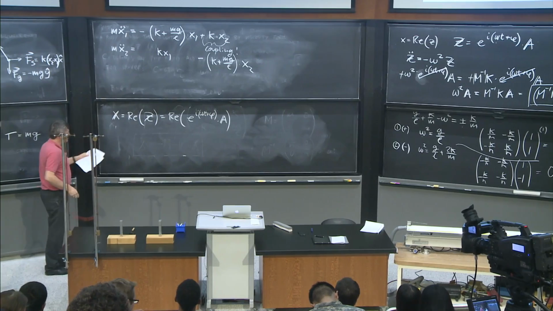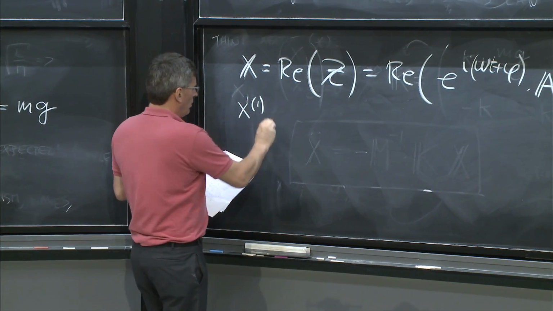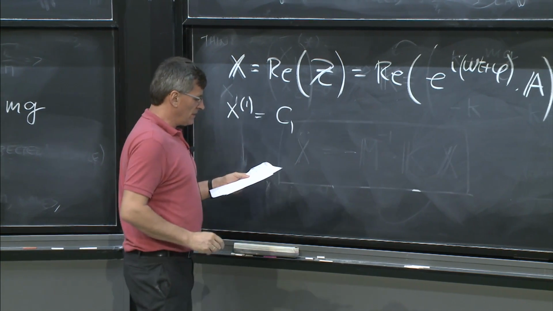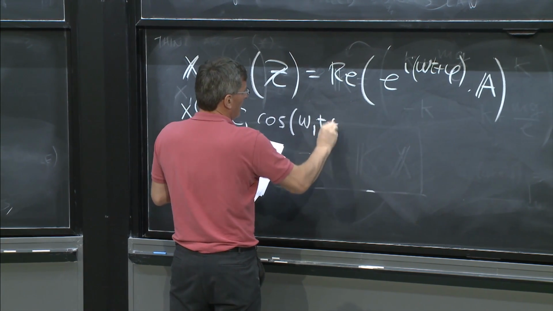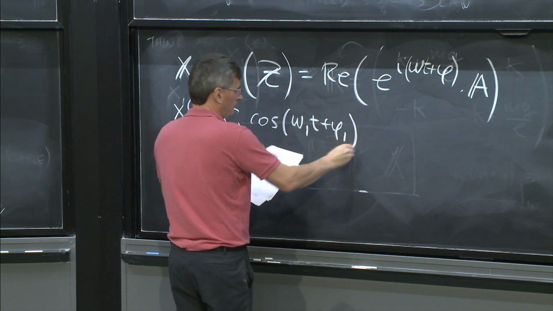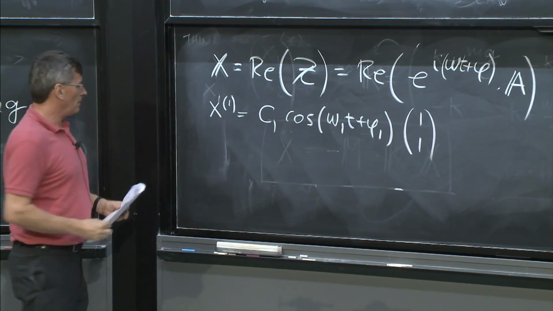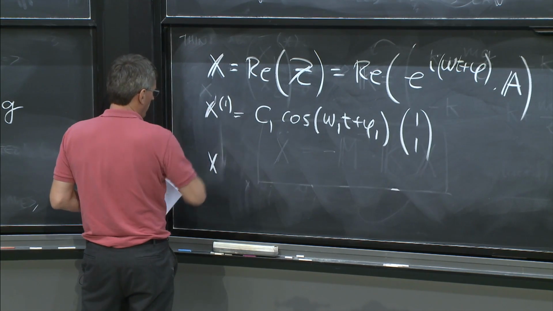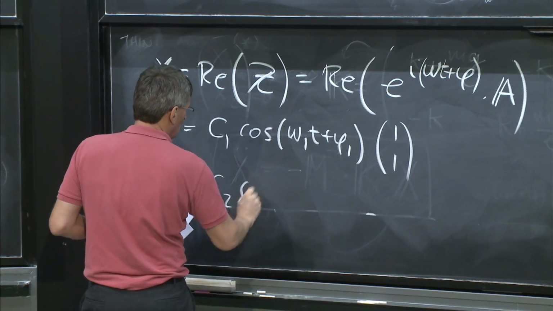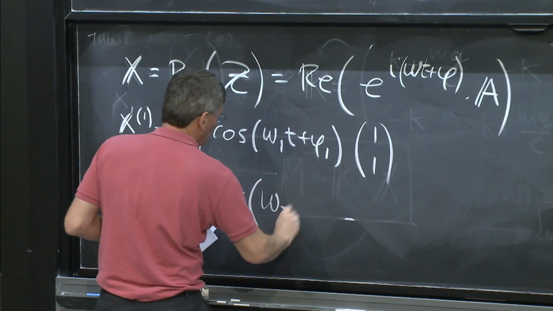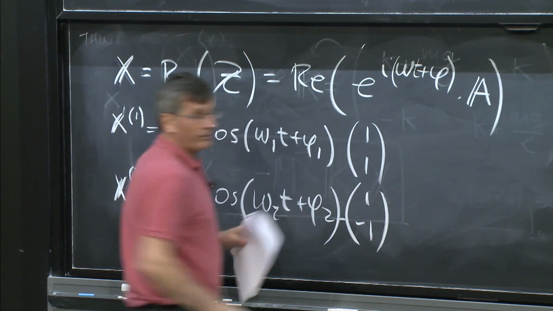So if I do everything, I end up with x, the mode 1, will in general have some sort of overall constant c1, cosine omega 1 t plus phi 1 times this vector 1, 1. This will be for x1, this will be for x2. And the mode number 2 will be c2 cosine omega 2 times t plus phi 2 times 1, minus 1.